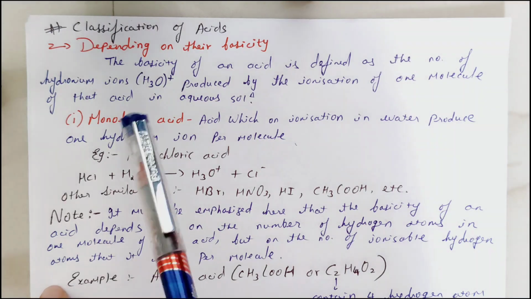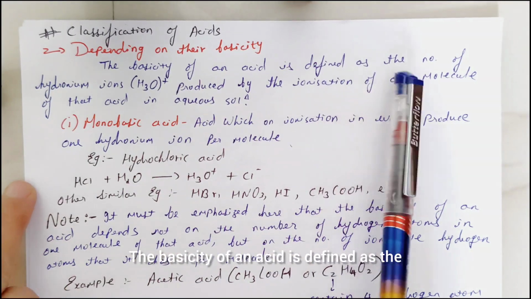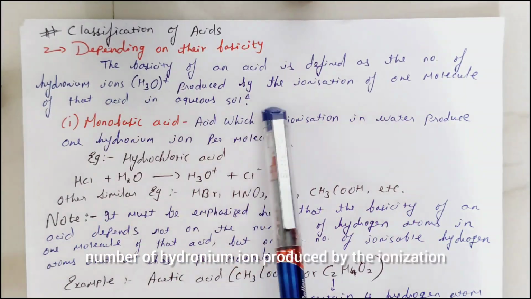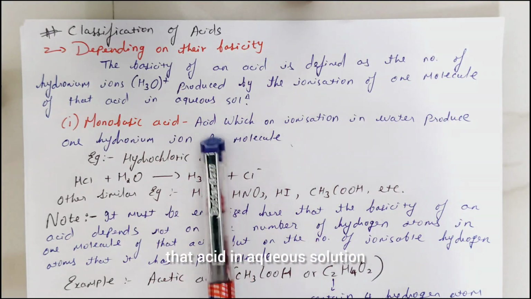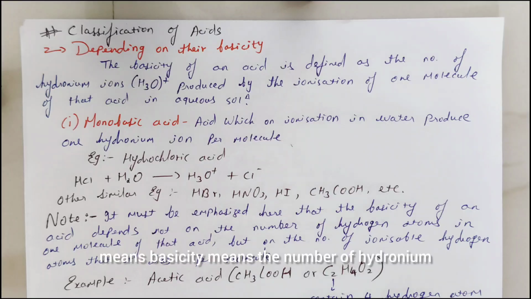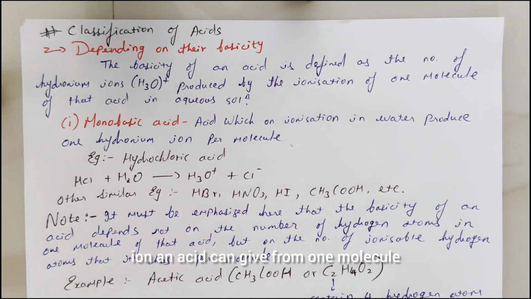Here is the definition. The basicity of an acid is defined as the number of hydronium ions produced by the ionization of one molecule of that acid in aqueous solution. Basicity means the number of hydronium ions an acid can give from one molecule when dissolved in water. It is further divided into monobasic acid, dibasic acid and tribasic acid.